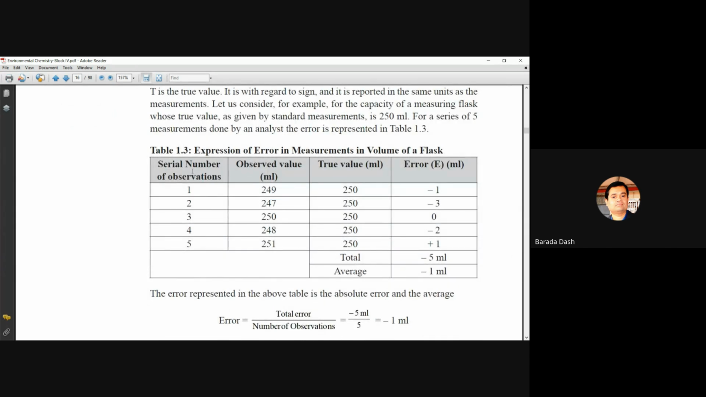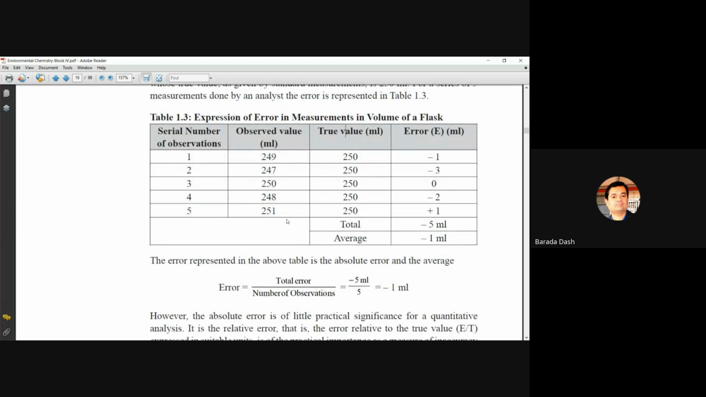So for example, serial number 1, 2, 3, 4, 5. Your observed value is 249 milliliter, and the true value is 250 milliliter. So the difference between them is -1. So the error is -1 ml.